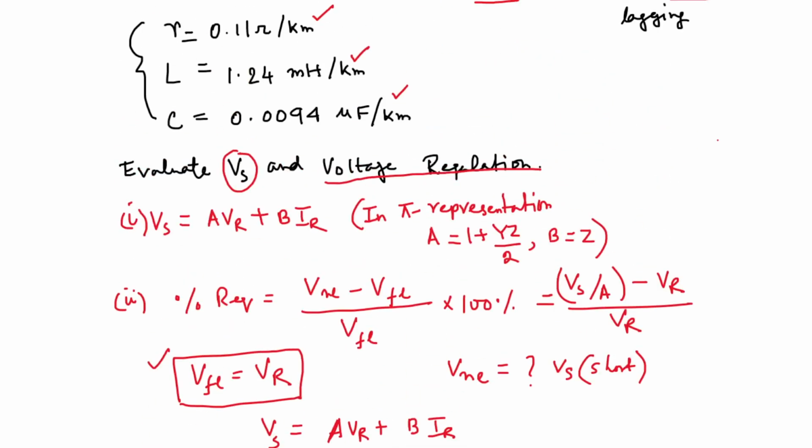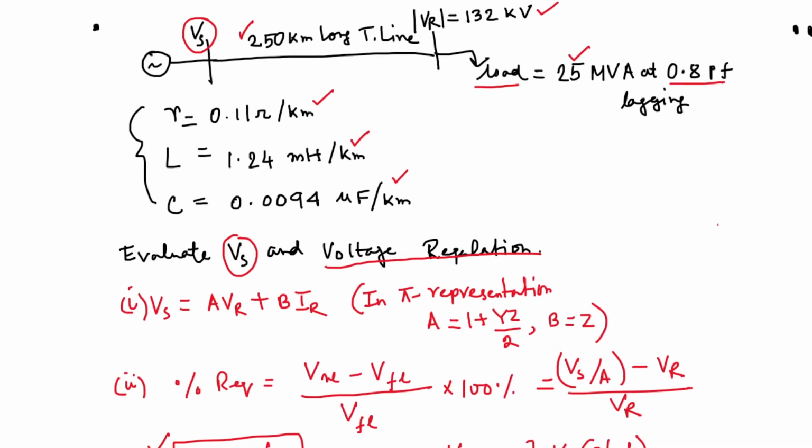So now let me start solving. Let me first quickly evaluate the full value of resistance. The resistance value is 0.11 ohm per kilometer. So total resistance is 0.11 into 250 kilometer because the length is 250 kilometer long. So this value is found to be 27.5 ohm.